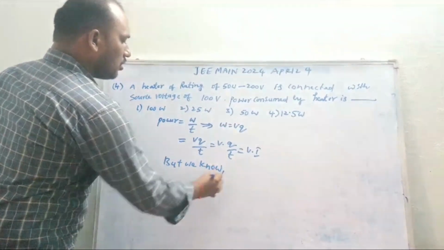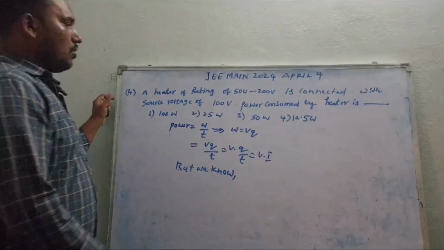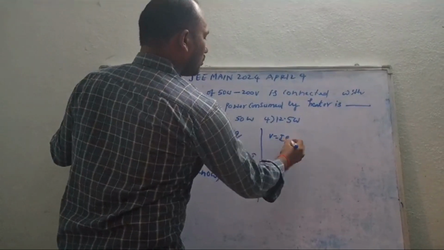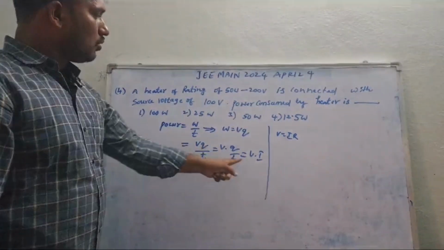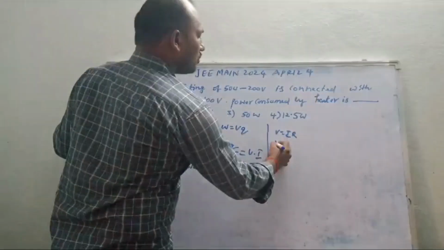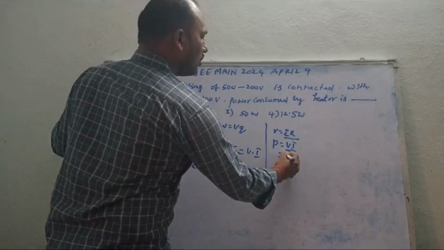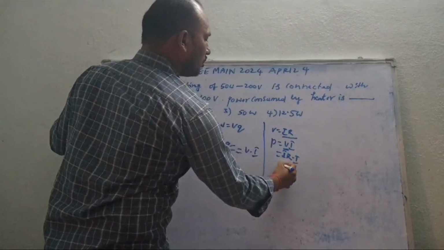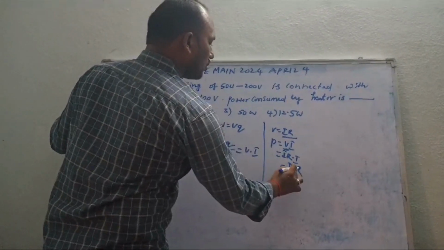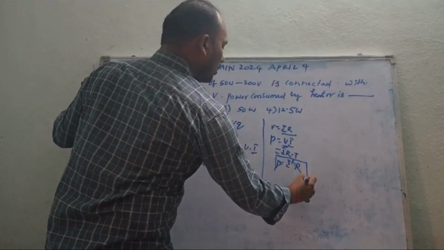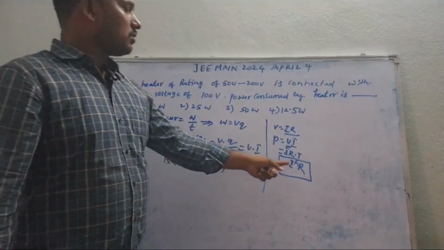According to Ohm's law, we can change this formula. What is Ohm's law? V is equal to IR. So P is equal to VI, and in the place of V we can substitute IR, so IR into I. What we get is I square R. This is one of the formulas for power when you have current and resistance.